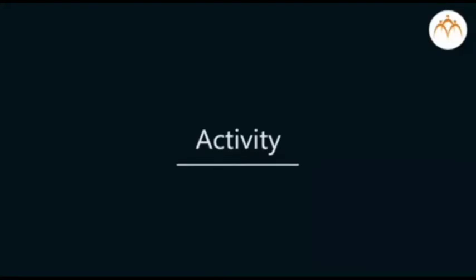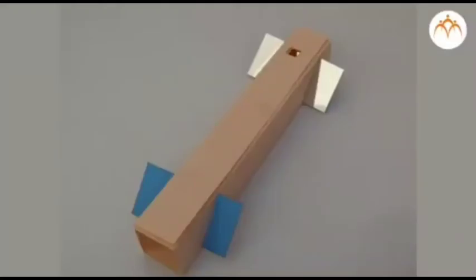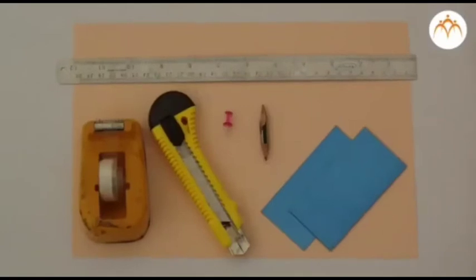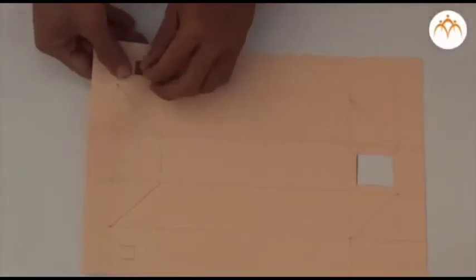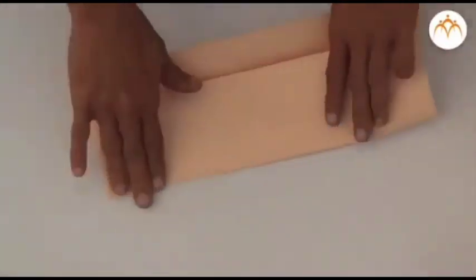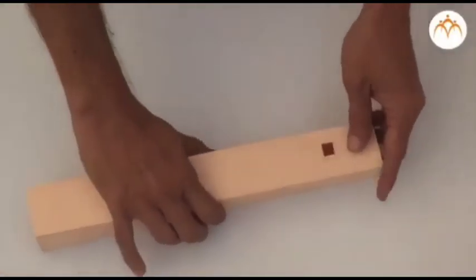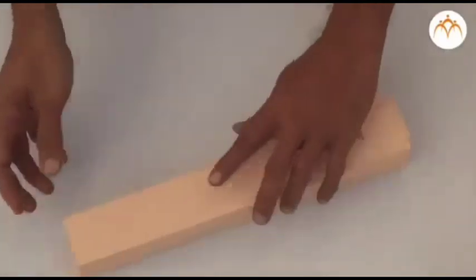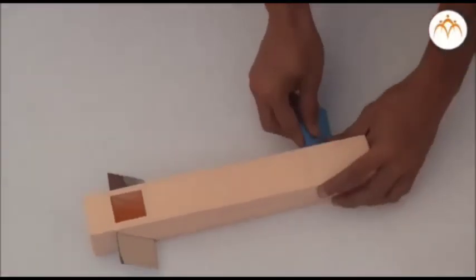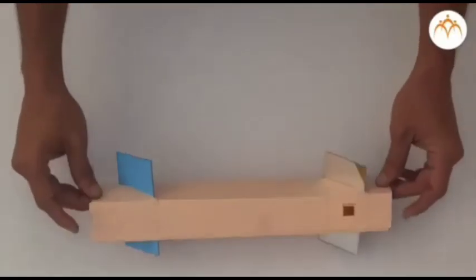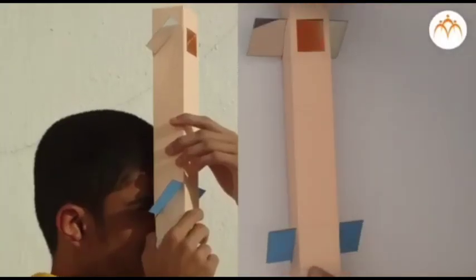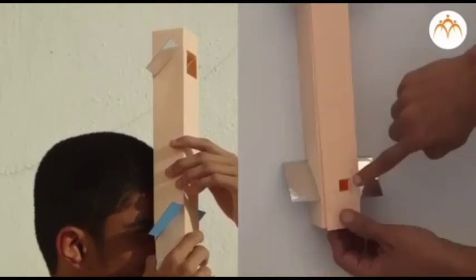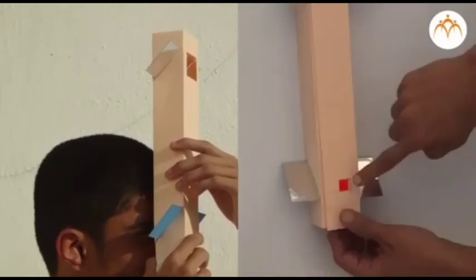Activity. We can construct a basic periscope with A4 size card sheet paper and acrylic mirrors. Paper is folded into square tubing. Two openings are made at the opposite sides, and two acrylic mirrors are inserted such that they are at an angle of 45 degrees to the side walls. One opening points towards the field while the other is used to observe the field.